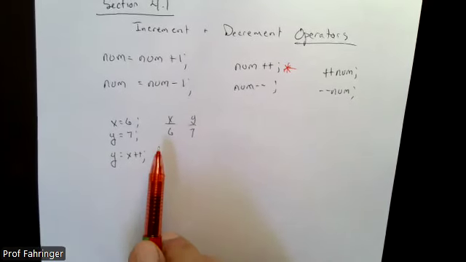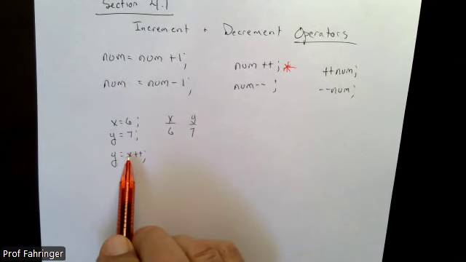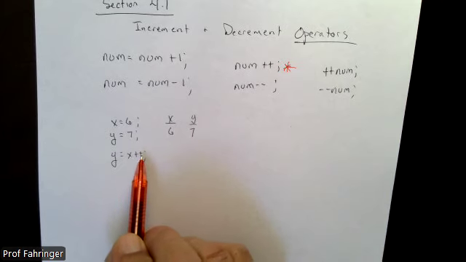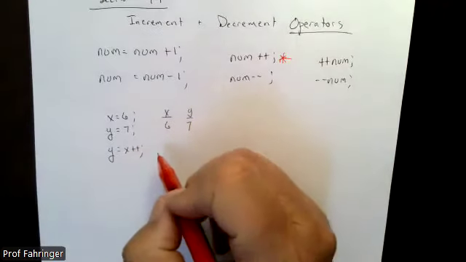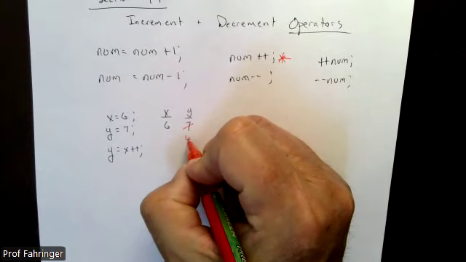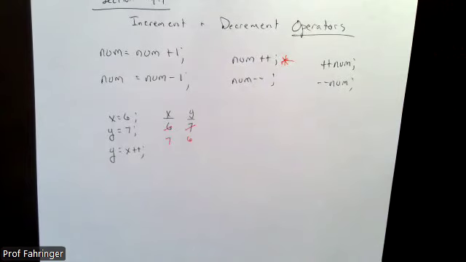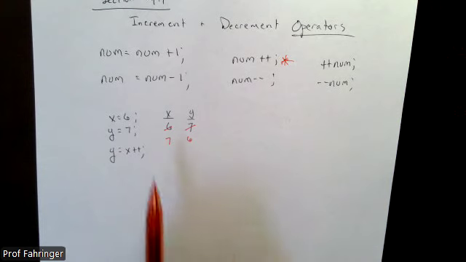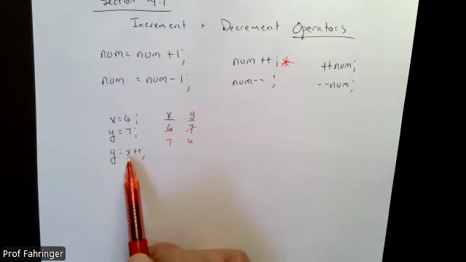After the third line, it's read this way. Y is assigned the value of x, and then it's incremented. So y is assigned the value of x. Y gets the value of x. Then x is incremented. So y is not equal to 7. Only x is equal to 7. Y is going to get the value of x.